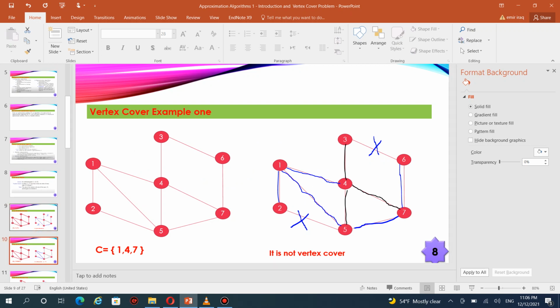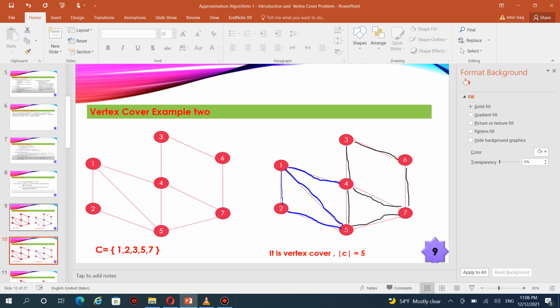In the next example, we will see example 2. Same graph, but we will select different vertices: 1, 2, 3, 5, 7. For 1, we will delete 1-4, 1-5, and 1-2. For 2, we delete 2-1, which was also deleted in the previous step, and 2-5. After that, we go to vertex 3. We'll delete 3-6 and 3-4.